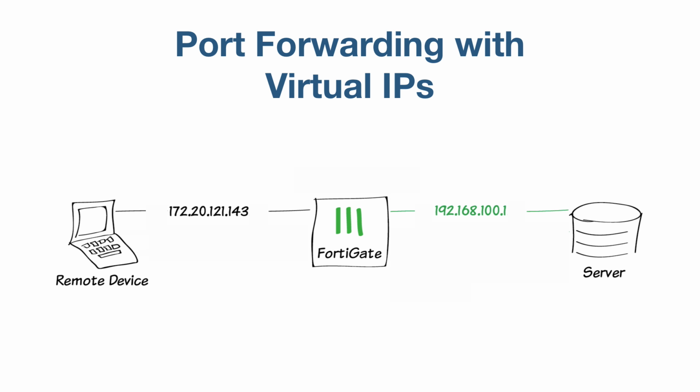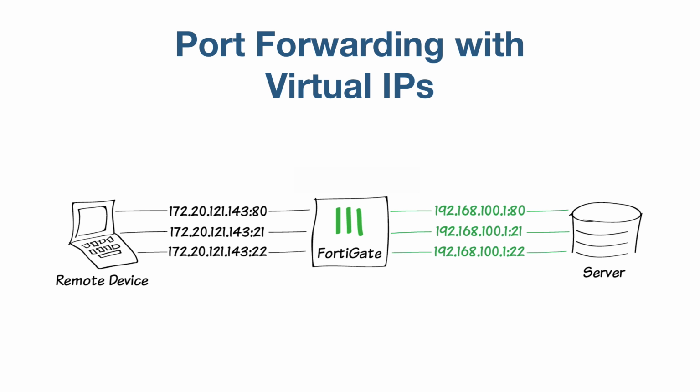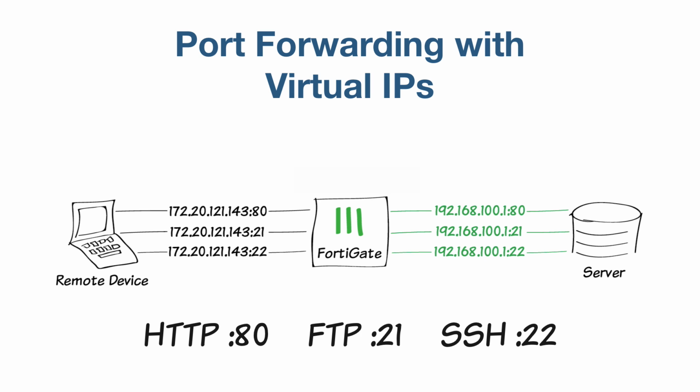In this example, TCP ports 80, 21, and 22 are opened for remote users to communicate with the server via HTTP, FTP, and SSH. The VIP will map the external IP that you provide to the internal IP of the server.